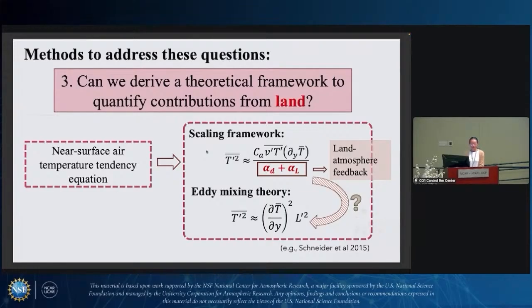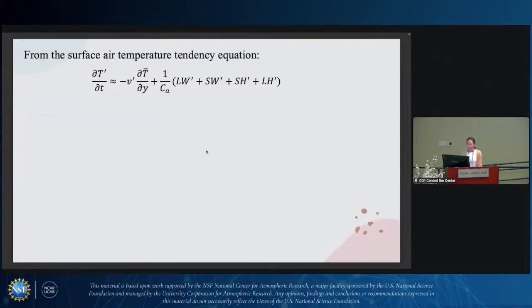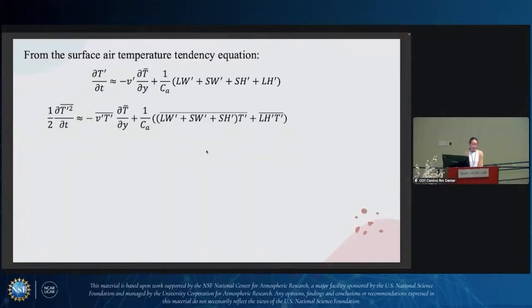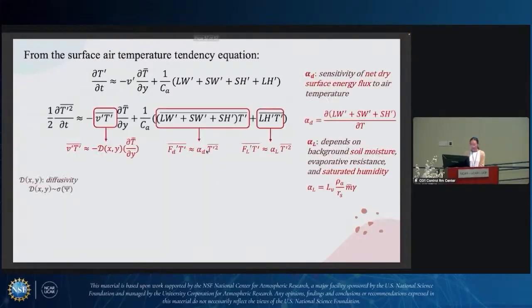So now let's see how the framework explains our experiment results. Here is also a derivation of the framework. We start from the simple tendency equations, and then we derive a budget for the temperature variance. And here we perform a variety of parameterizations. Specifically, we parameterize all the dry energy flux using a sensitivity parameter alpha D. And then we parameterize all the terms that are related to latent heat flux with alpha L.